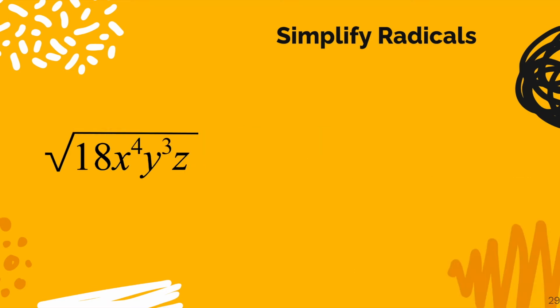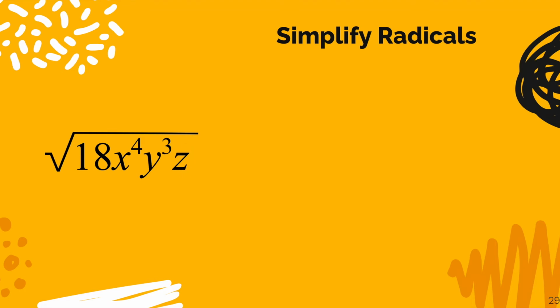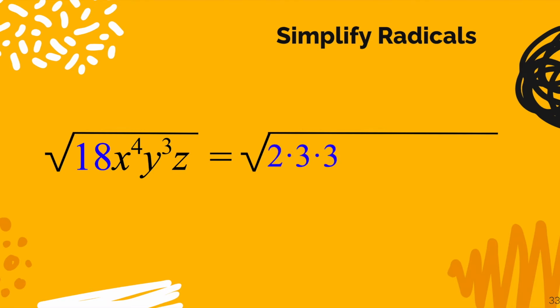Looking at this next question, you may think I've gone insane that we would be ready for something like this. But if we simply use the looking for pairs technique, it becomes quite simple. First, let's look at the number 18. That splits into 2 times 9, and then 9 is 3 times 3. Okay, so under the radical, we have 2 times 3 times 3 so far. Let's now look at x to the fourth. That's simply 4 factors of x under the radical. Y to the third is simply 3 factors of y under the radical, and we have a single factor of z under the radical, so there's nothing to expand there.